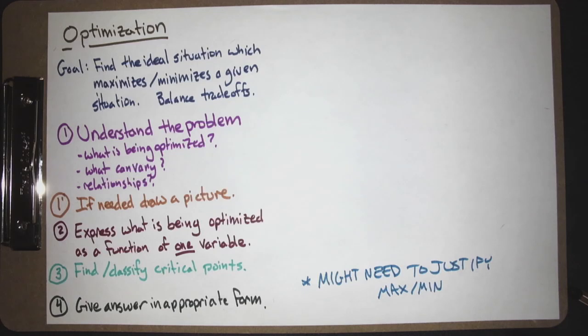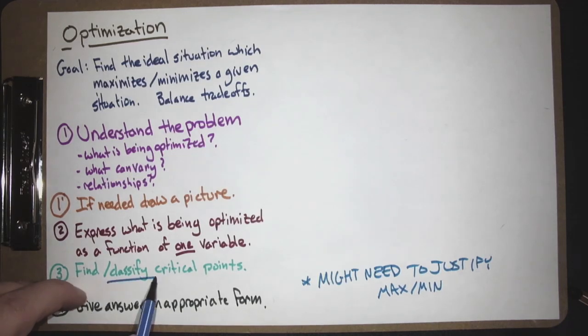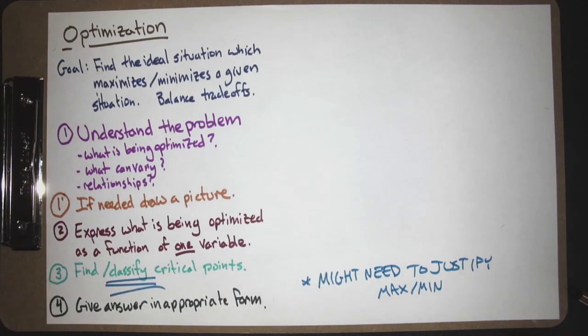I see one person is nodding. Yes, okay, good. It's a yes/no question. That's the classification tools, right? It's like, how do you tell if something's a max or a min?